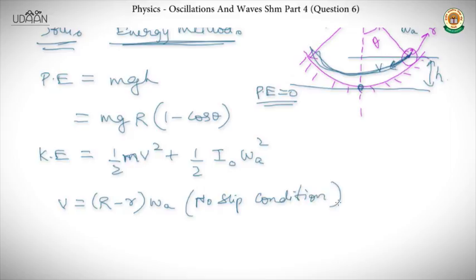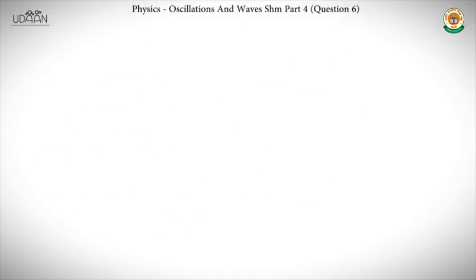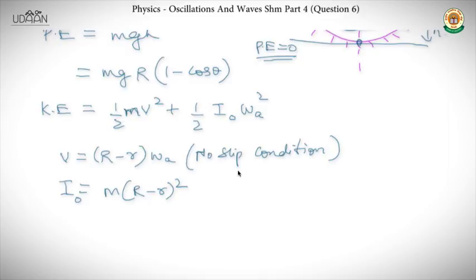And then I is m into (R minus r) square. So Naveen, hold on for a second, I have a short question. The moment of inertia that you've calculated, will it be mr square or mr square by 2, where r is obviously capital R minus small r? Yeah, sorry, it should be half mr square since it is given as a solid cylinder.